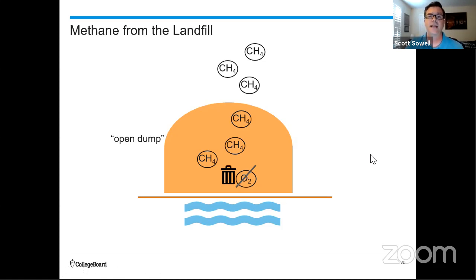So this is going to be implicated in climate change. So definitely recognize that landfills are a significant contributor of methane. So we're talking about an open dump here, but even a landfill has these problems.